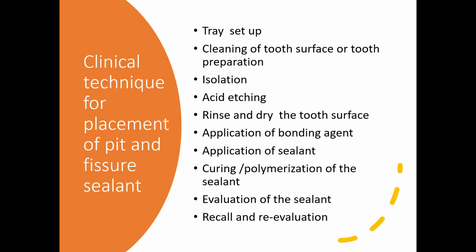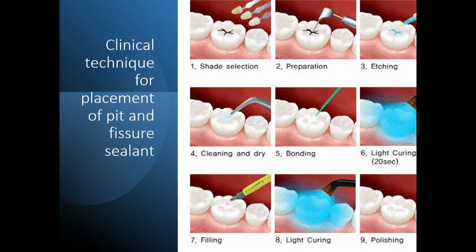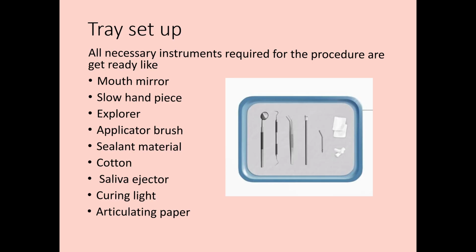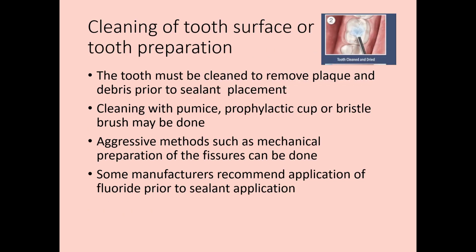Clinical technique for the placement of pit and fissure sealants. You need a tray, you need to clean the tooth surface, isolation, acid etching, rinse and dry the tooth surface, apply the bonding agent, apply the sealant. Curing of the sealant needs to be done. Evaluation of the sealant is necessary and at last re-evaluation is very necessary. So these are the various procedures. Some people also use stage selection for the sealant. Now a tray setup. A tray needs to have a lot of things like mouth mirror, handpiece, explorer, applicator brush, sealant material, cotton, saliva ejector, curing light and articulating paper.